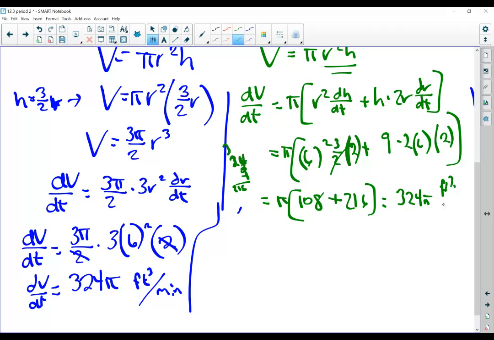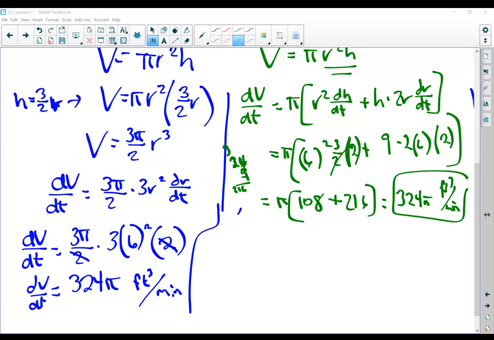Feet cubed per minute. So again, do I get the same thing both ways? Yes. Pick the way that is comfortable to you. And that is related rates.